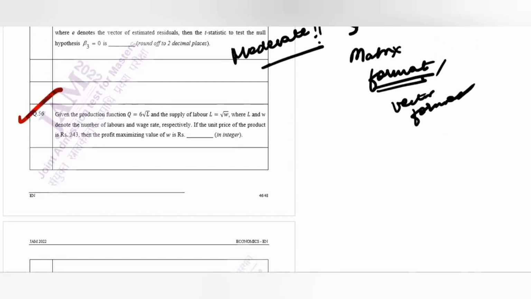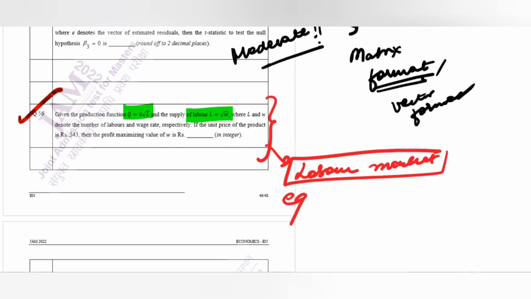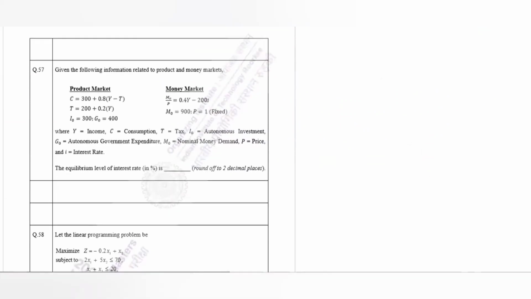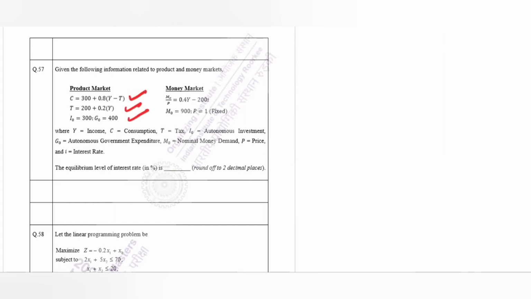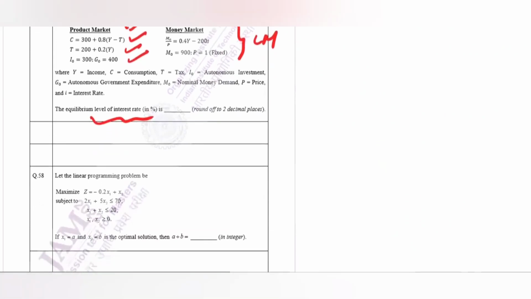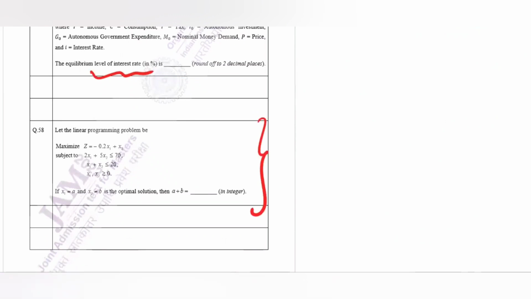Okay, so the next question is, you're given a production function and you're given the supply of labor. We know this is something we have done as part of the labor market while we were deriving the AS curve, as to where we can find the equilibrium in the labor market and how we can determine the wage. So this is a simple question from that. Now you have your C given to you, T given to you, and I. So your IS curve can be derived from here, your LM curve can be derived from here, and IS and LM together can give you the interest rate. So simple.